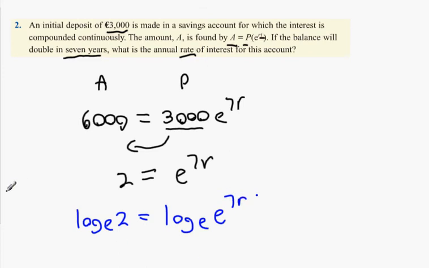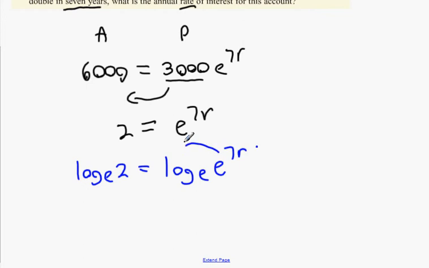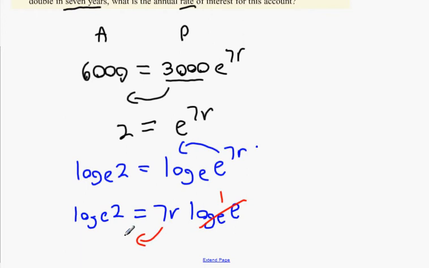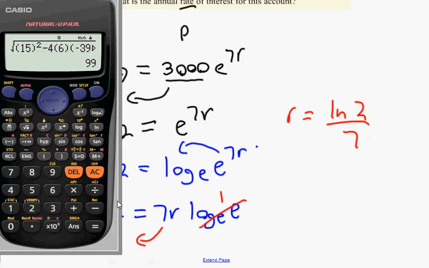Okay. Now we're going to use our log rules next. The 7r will go to the front. So we'll have 7r log base e of e, and then we're going to have log base e of 2. Now what's log base e of e? 1. Or just get rid of it. Okay. It's 1. Then to get r on its own, we divide ln2, or log base e of 2, by 7. So r therefore equals ln2 divided by 7. Then it's just a matter of going into the calculator and saying, alright, ln2, and then we'll divide it by 7, and our answer is 0.099.